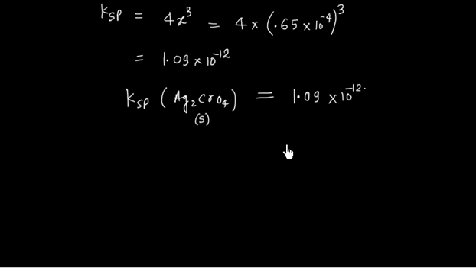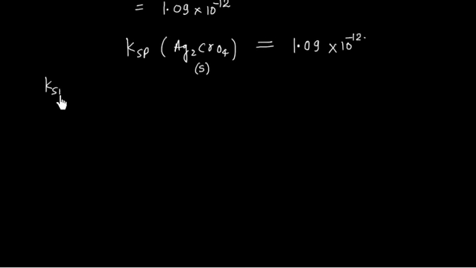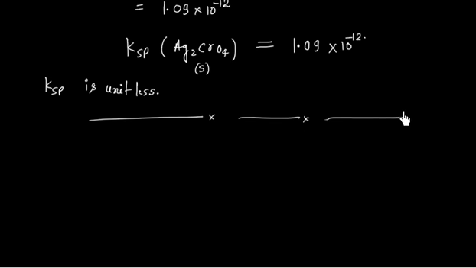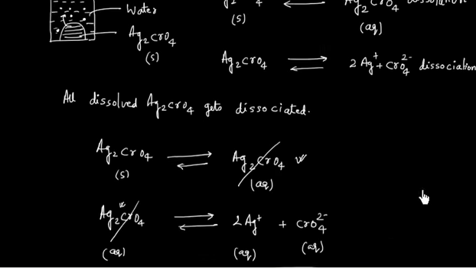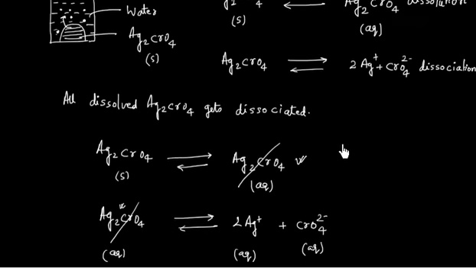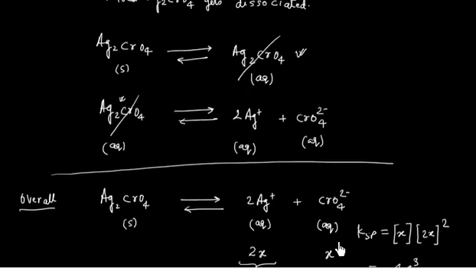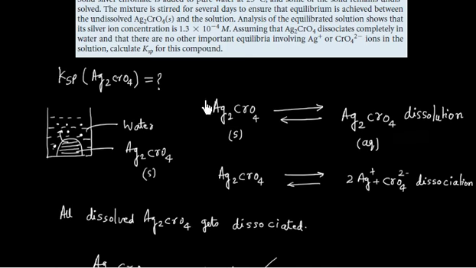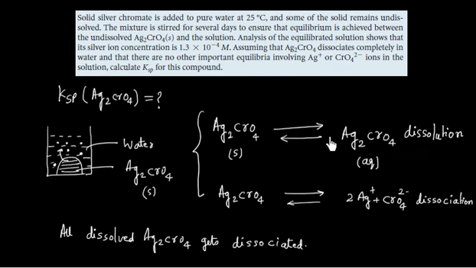Ksp will have no unit, so Ksp is a unitless thing. All equilibrium constants are unitless. Ksp is unitless. So you see, what we have to do in this kind of problem is, we will be given solubility, that is the concentration of one of the ions, and then we can calculate the solubility product. Important point, the process of dissolution and the process of dissociation can be added, because 100% dissolved gets dissociated.